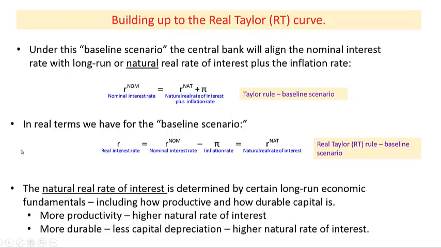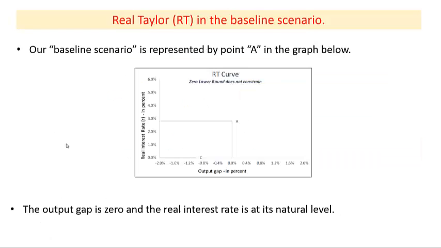If we take this in real terms, we can see, just subtracting inflation from the left-hand side and the right-hand side, that the real interest rate is going to be equal to the natural rate. Now, what is the natural rate? The natural rate is determined by certain long-run economic fundamentals, including how productive capital is and how durable it is. So it turns out that the more productive capital is, the higher its marginal product of capital, the higher the natural rate of interest, and also the more durable capital is, the less depreciation there is, we're also going to have a higher natural rate of interest.